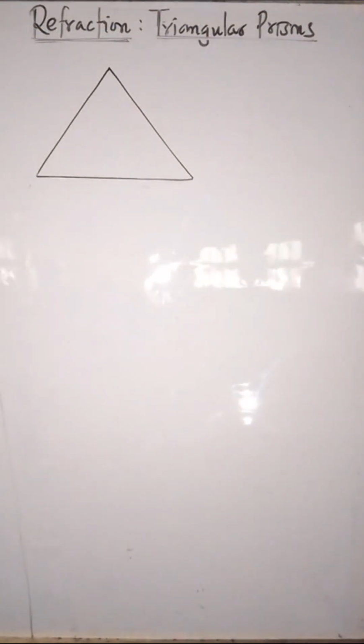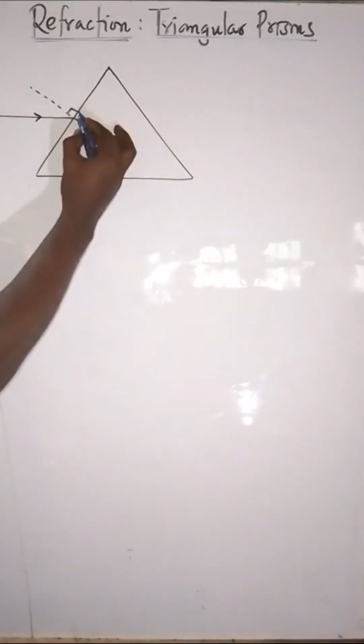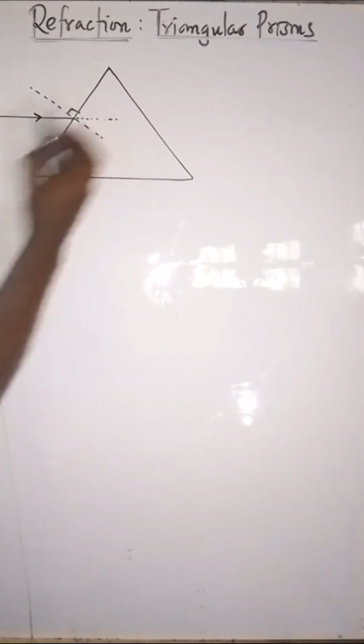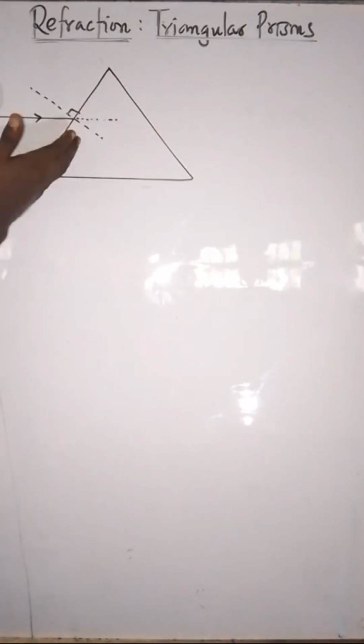Continuation of refraction. So for today's class, we'll start with a triangular prism. Suppose for this prism, we have light coming this way. When light hits the prism at this side, let's put a normal here. This light will not continue along this direction due to refraction.